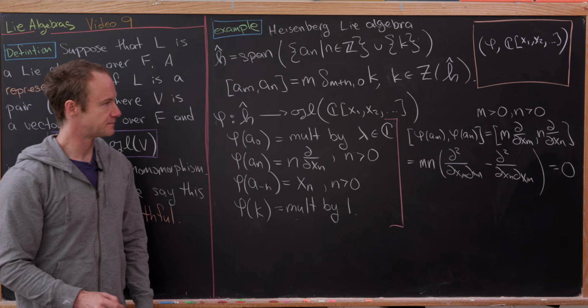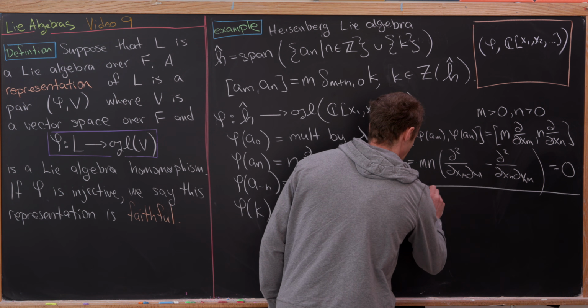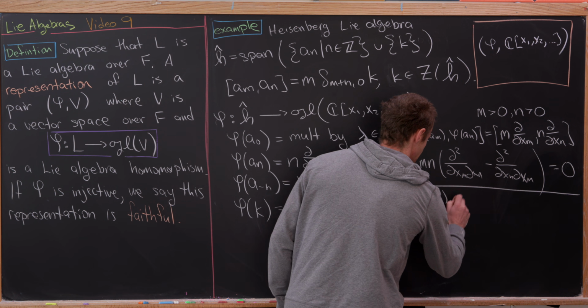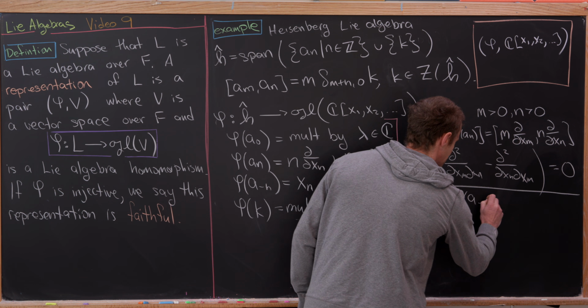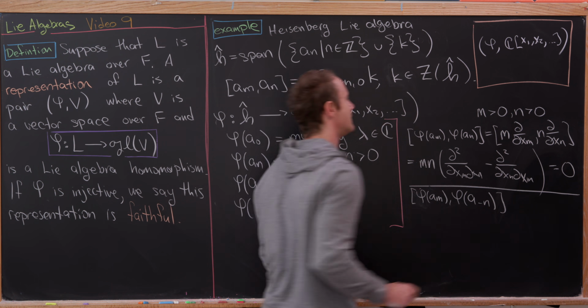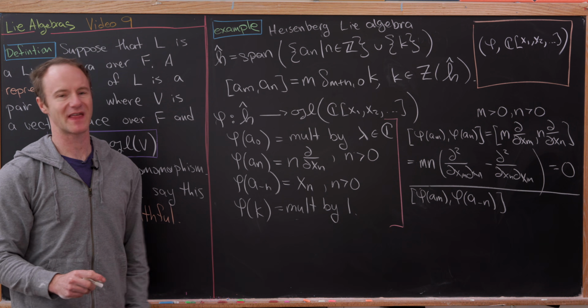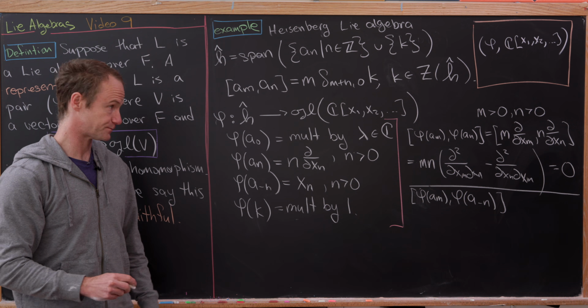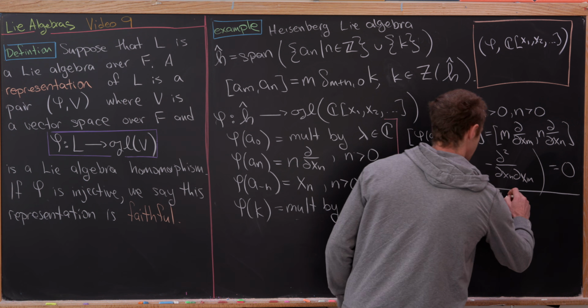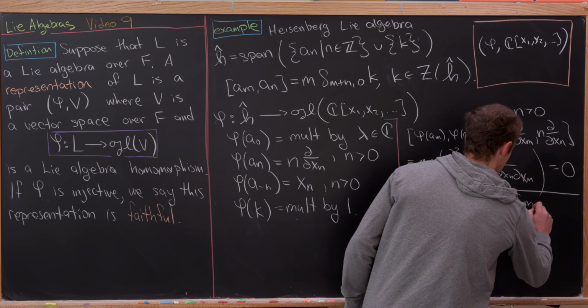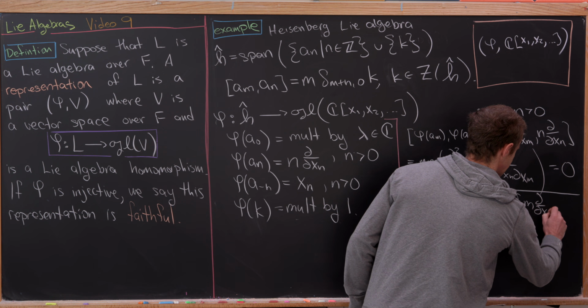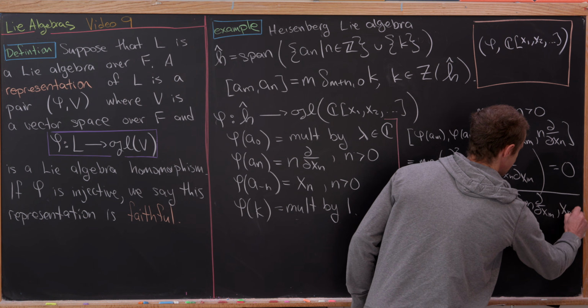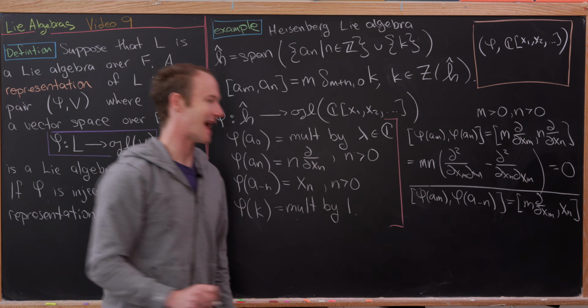Okay, great. And so now let's suppose we have the bracket of phi of a_m with phi of a_{-n}, where again m and n are both positive, but now we've got that negative subscript there. Okay, so in this case, we'll have m and then the partial with respect to x_m and then just simply multiplication by x_n.